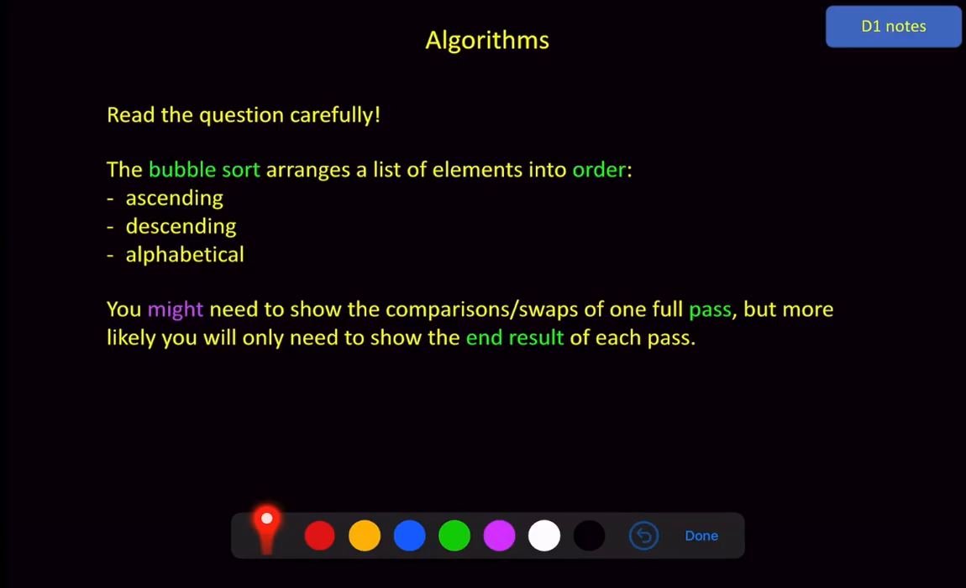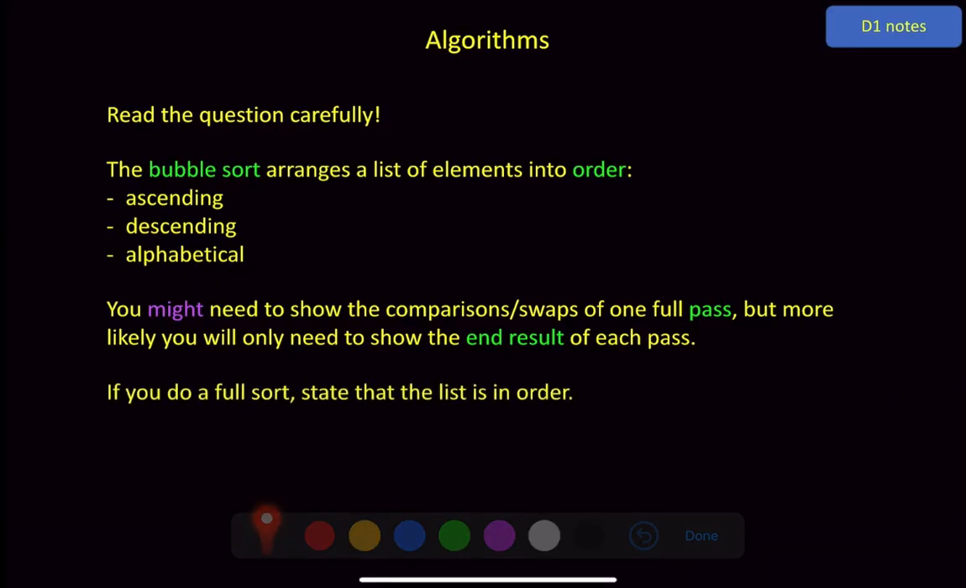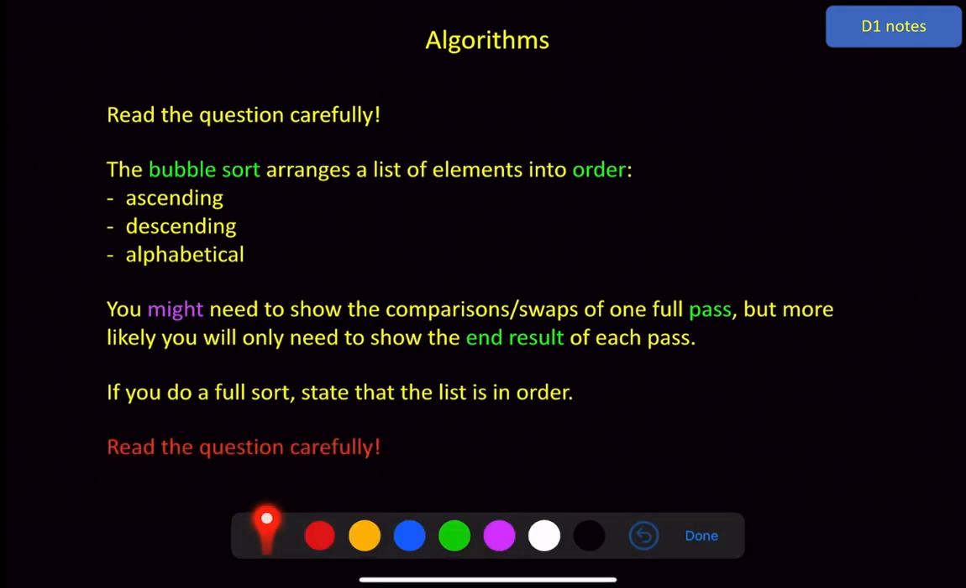If you do have to do a full sort, then at the end of the sort you should make a statement to show that you finished. Something like, the list is in order. So let me say it one more time for good measure. Make sure you read the question carefully. Don't waste time doing things you don't need to do, but make sure you do get in all the bits that you need in order to fully answer the question and get all the marks.